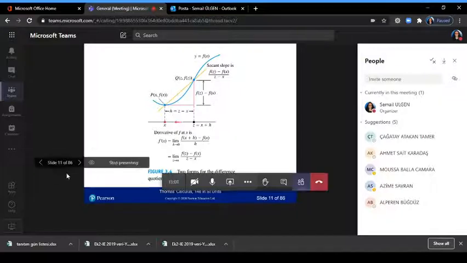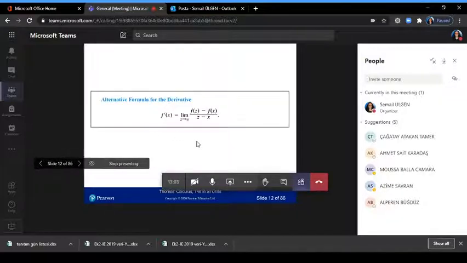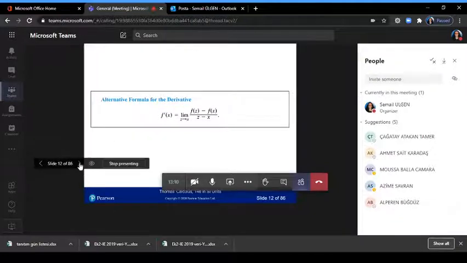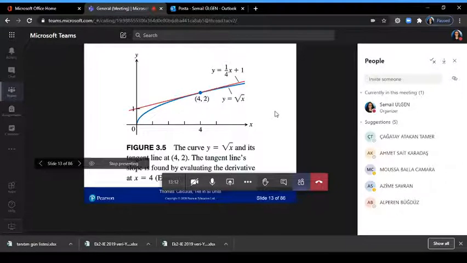You can use whichever you like, whichever is easy for you, and therefore we call this definition the alternative formula for the derivative. Alright, okay, let's give it a try.